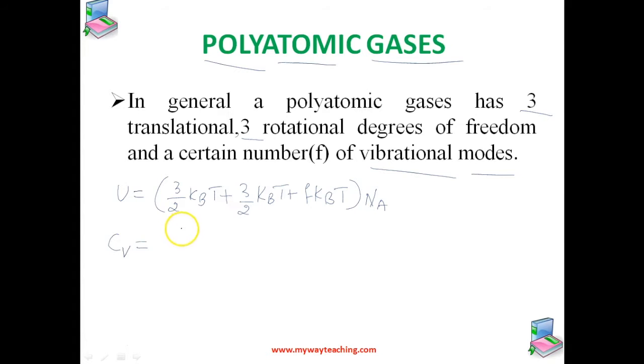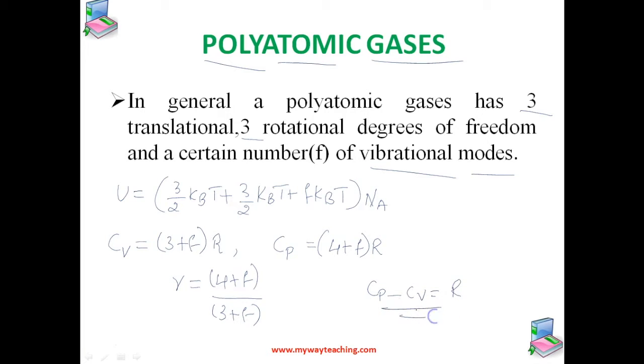So here the molar specific heat at constant volume is given by 3 plus f into R, and at constant pressure the molar specific heat is given by 4 plus f into R, and the ratio of specific heats will be 4 plus f by 3 plus f, isn't it? Yes. And Cp minus Cv is equal to R. This is true for any ideal gas, whether it is a monoatomic gas, a diatomic gas, or even a polyatomic gas. It remains true.